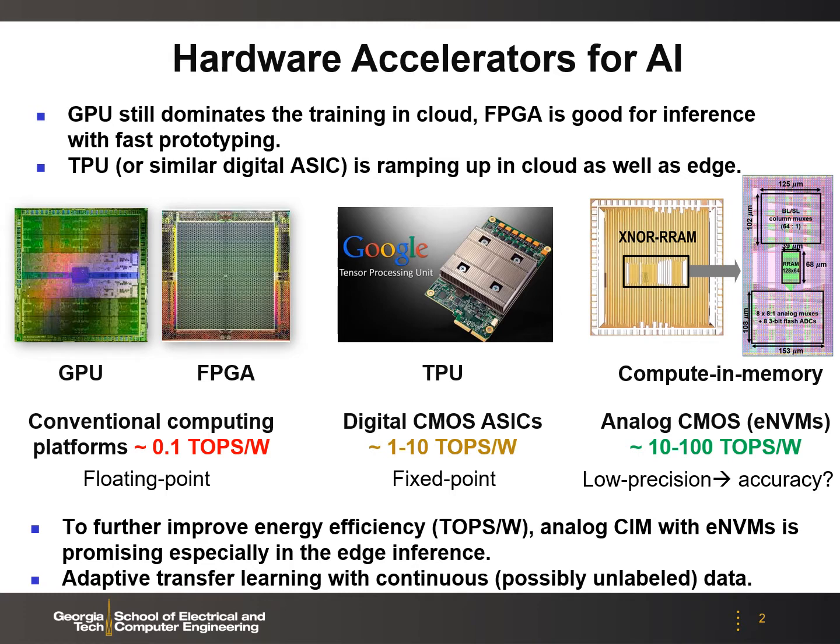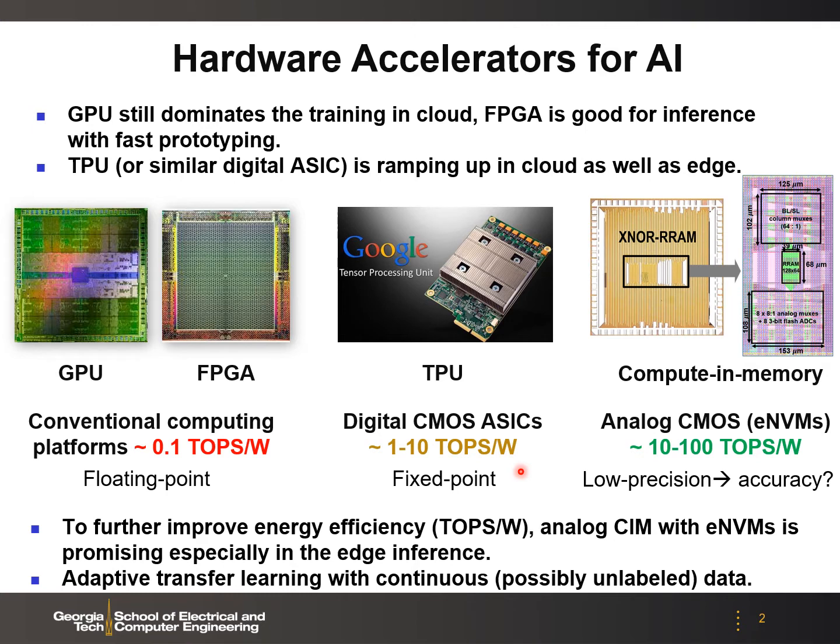So if you look at the different computing platforms, the energy efficiency varies. Here the energy efficiency is using the metric tera operations per second per watt, or TOPS per watt. The conventional computing platforms like GPU is about 0.1 TOPS per watt, but it can support the floating point computation. And the digital ASIC platforms like TPU or the equivalents can achieve like 1 to 10 TOPS per watt, but it can support the fixed point computation.